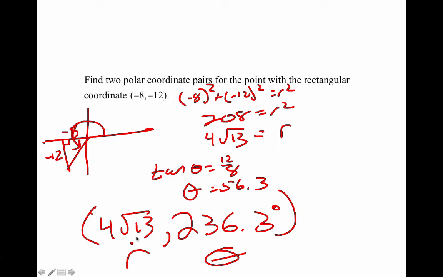I think that was 14.42 if you were rounding. They did ask me for 2 of them, so I could have done -4 root 13 and 56.3, because that would bring me up to the 56.3, and then we bounce down there, and we end up in the same spot.